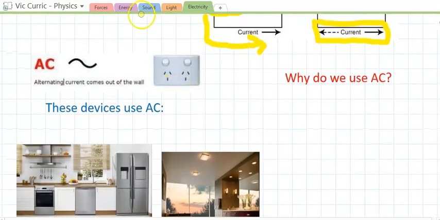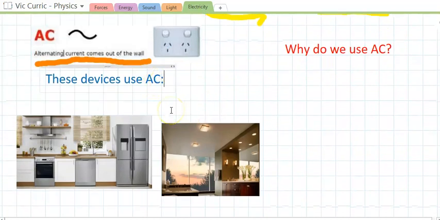The place you've seen AC current before is coming out of your power points at home or in any building. Alternating current is the type of electricity we use along power lines that come into every building around the world. So alternating current comes out of the wall.